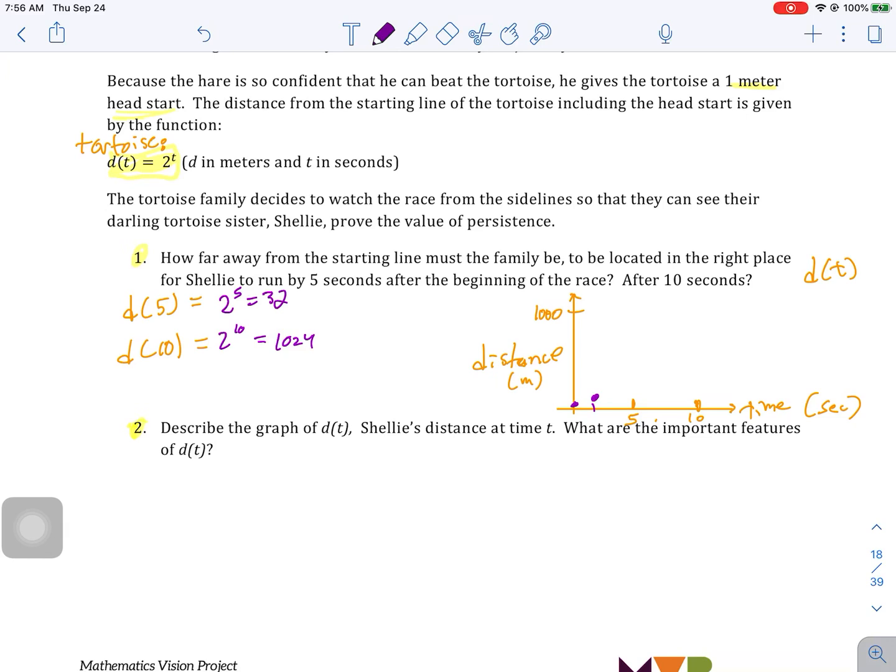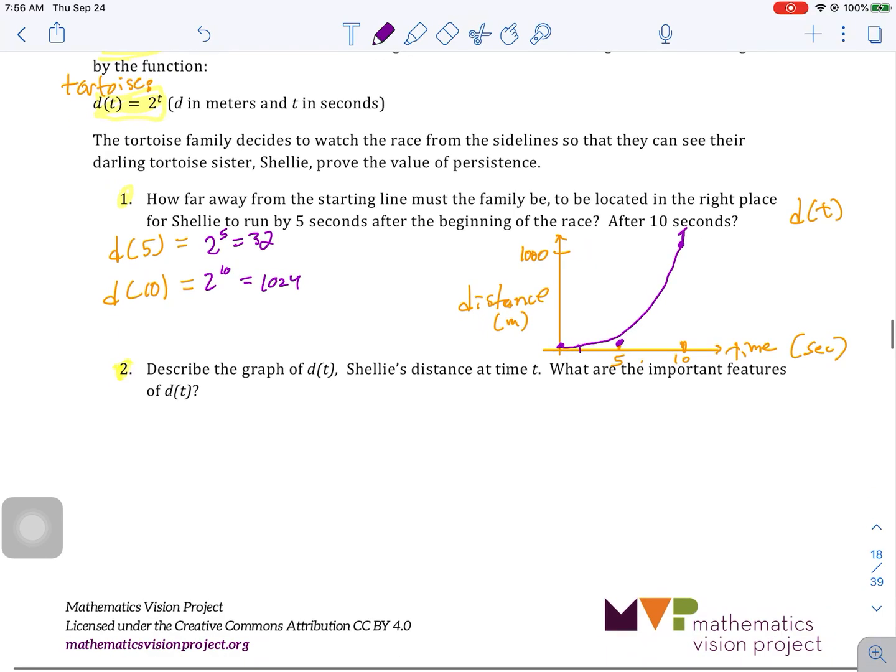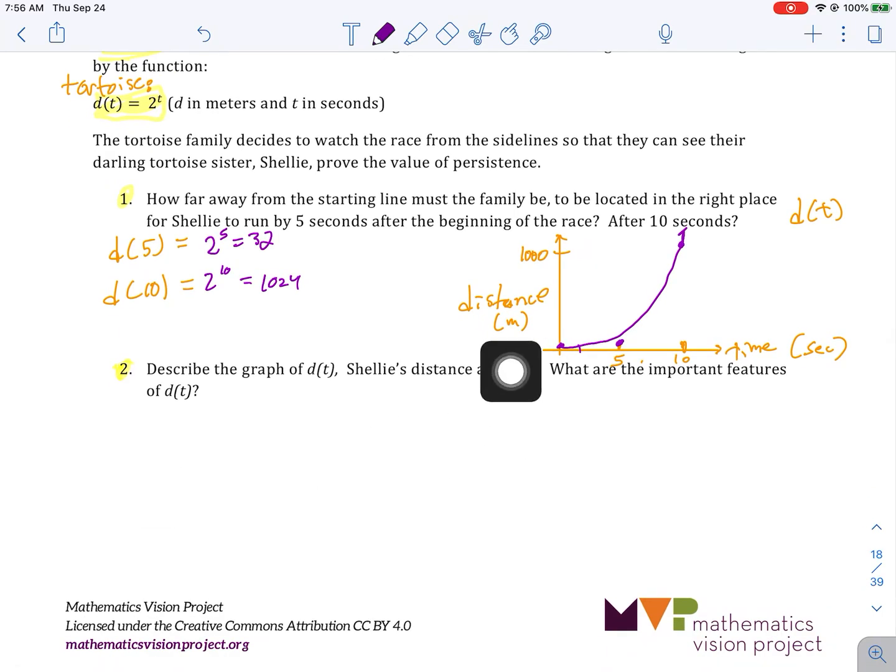Wait a second. I need to change this point. So 2 to the 5th, time is 5. It goes up to 32. Should be about there. And then 10 should be up to about 1024, which is about there. So your graph is going to look something like this. Okay. Describe the graph of d of t. So this is d of t.